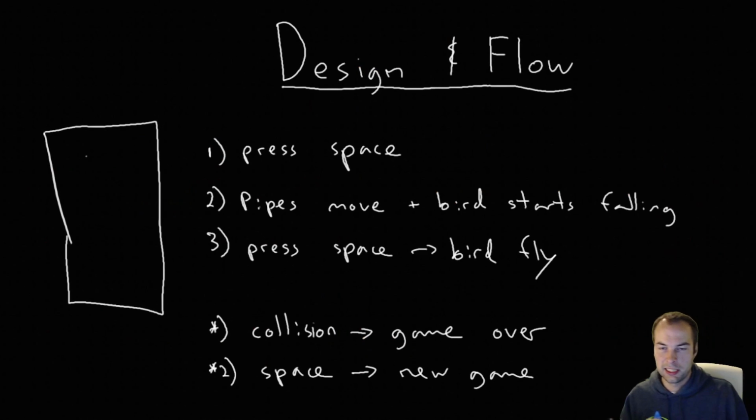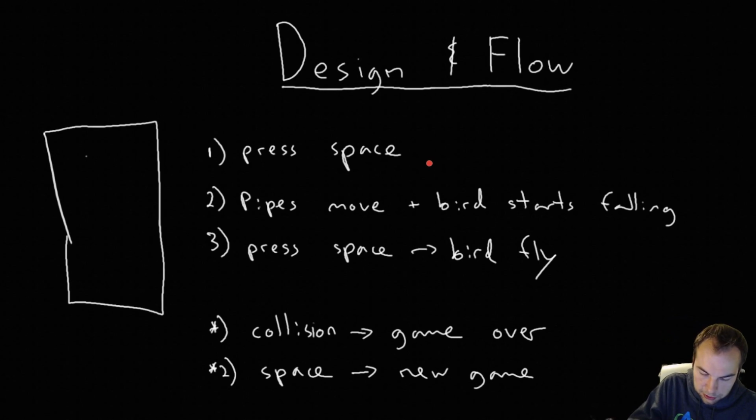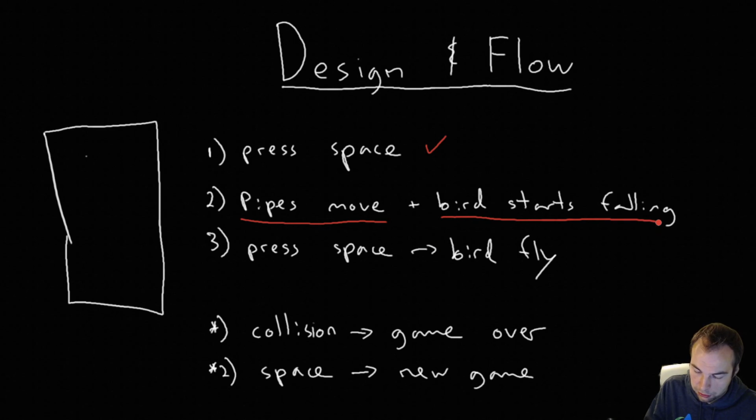What is the design and flow of the game? So it's good to know the exact order the things happen in, and I've kind of made notes already. So the first thing is you press space. That starts the game. So when you're at the first screen, that button is blinking, you press space, it starts the game. As soon as you press space, the pipes are going to start moving. They're going to move left, and the bird starts falling. So there's two different objects here, or nodes, that we already see, and they behave differently. So pipes move to the left, bird starts falling.